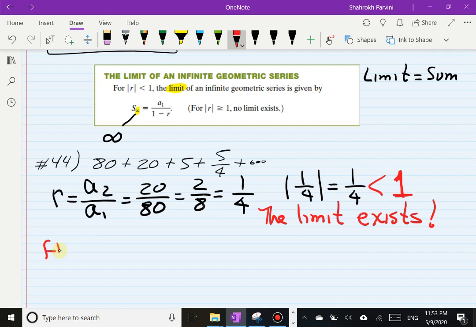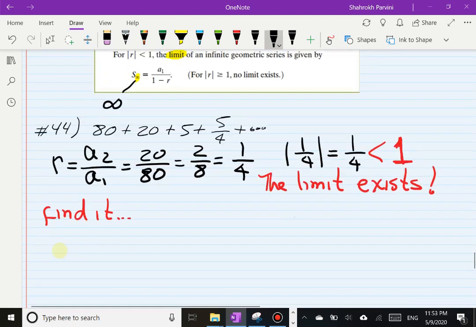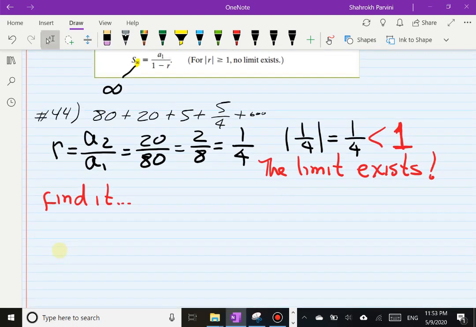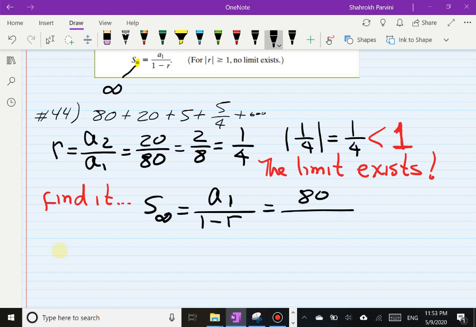Now we want to find it. So how are we going to find it? The formula, you're looking at it, I'm scrolling it up a little bit. The sum to infinity is a very simple fraction: a1 over 1 minus r. Boom, there you go. What is a1? a1 is our first term, 80. Then 1 minus the common ratio, which is 1/4.